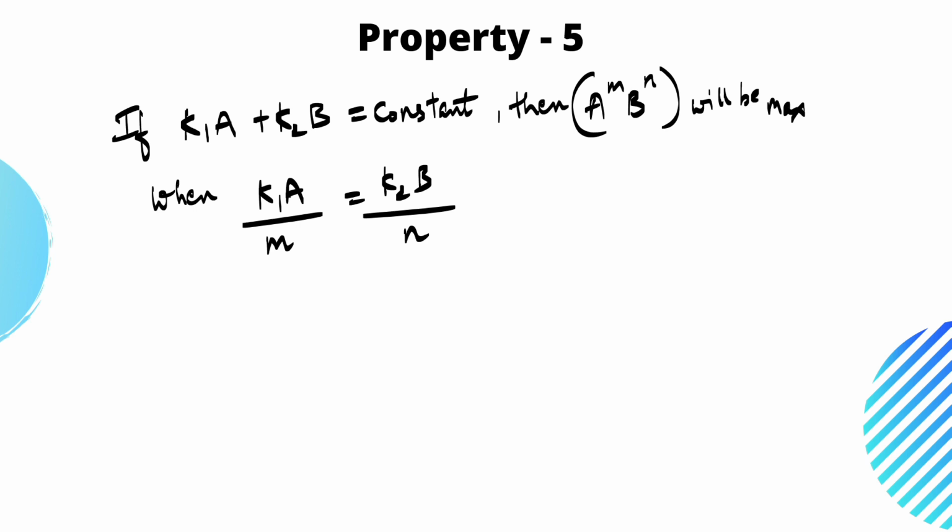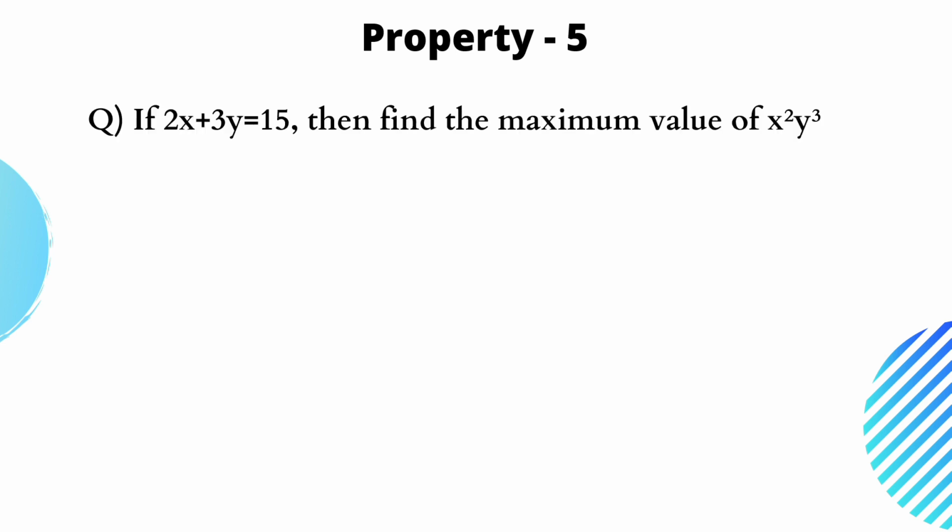So this property is almost an extension to the previous property. When a constant is added to a and one more constant is added to b, we can get the maximum value of a power m into b power n when k1a by m is equal to k2b by n. So when this is possible, we will get the maximum value of a power m into b power n. Now we shall apply this in this question.